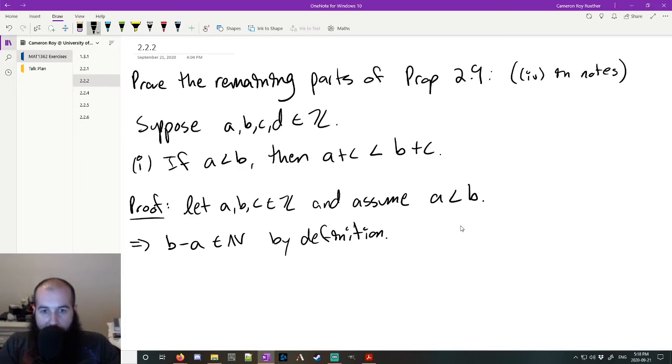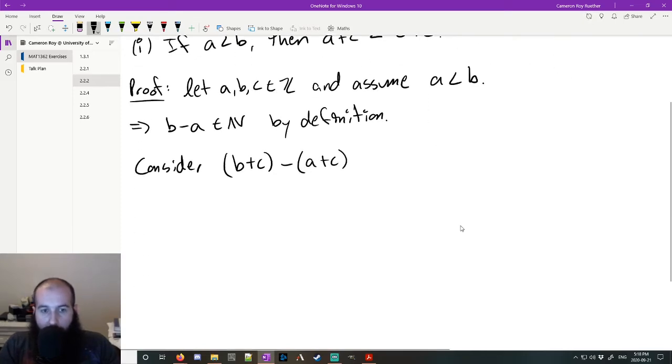All right. Now we would like to know whether b plus c is larger than a plus c. So we're going to consider b plus c minus a plus c. We're not making any claim about this yet because we don't know anything about it. We're just considering this integer.